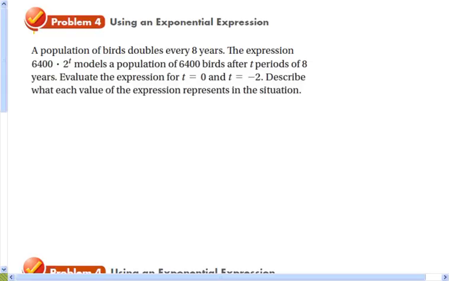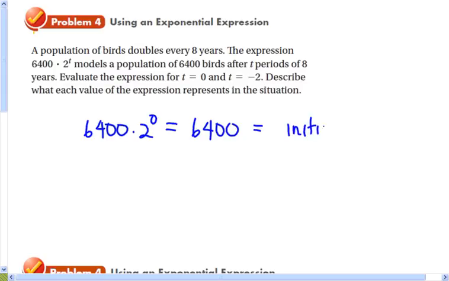So let's start with t equals 0. 6,400 times 2 to the 0 is equal to, well, 2 to anything to the 0 power is 1, so that's just 6,400. And so that represents, so 0 represents the initial population. Okay, so we're not changing any years there. So the beginning population.